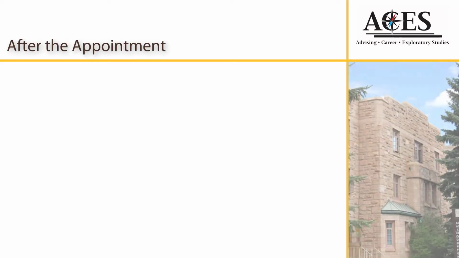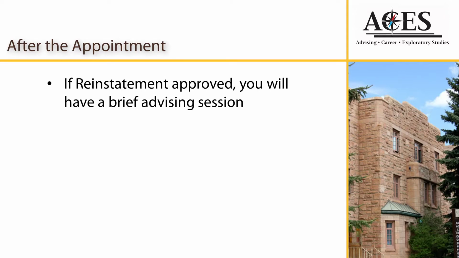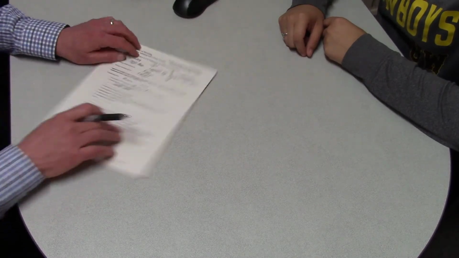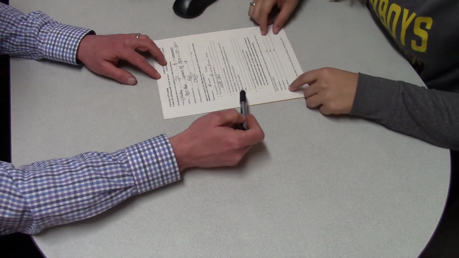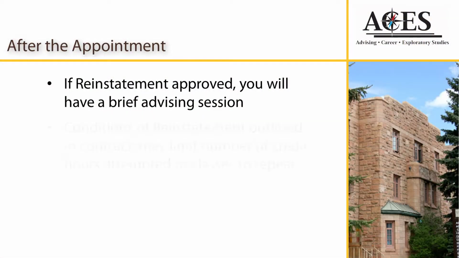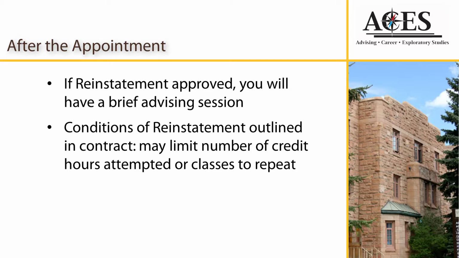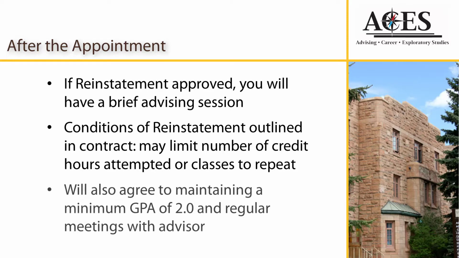What happens after a decision is made? If your reinstatement is approved by either an advisor or the committee, you will then have an advising session with either the single advisor you met with, or, in the case of a committee appointment, usually with one of the committee members. During that advising session, you will work with your advisor to complete a reinstatement contract and discuss a possible class schedule. The conditions of your reinstatement will be outlined in the contract and may include stipulations such as number of credit hours you will be limited to, or specific classes you must repeat or enroll in during the coming semester. You will also agree to other conditions, such as attaining a minimum GPA of 2.0 for the coming semester and arranging regular meetings with your advisor to touch base.